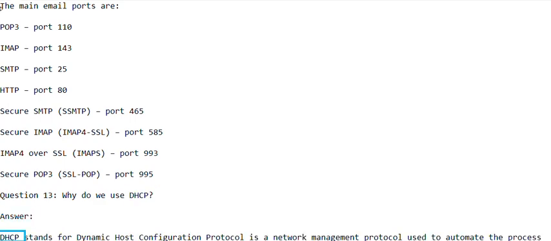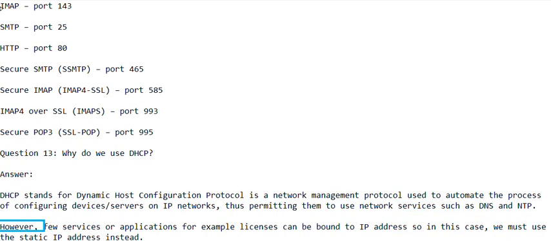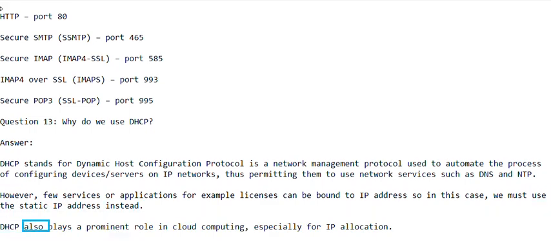Question 13. Why do we use DHCP? Answer. DHCP stands for Dynamic Host Configuration Protocol, a network management protocol used to automate the process of configuring devices on IP networks, thus permitting them to use network services such as DNS and NTP. However, a few services or applications, for example licenses, can be bound to an IP address, so in this case, we must use a static IP address instead. DHCP also plays a prominent role in cloud computing, especially for IP allocation.